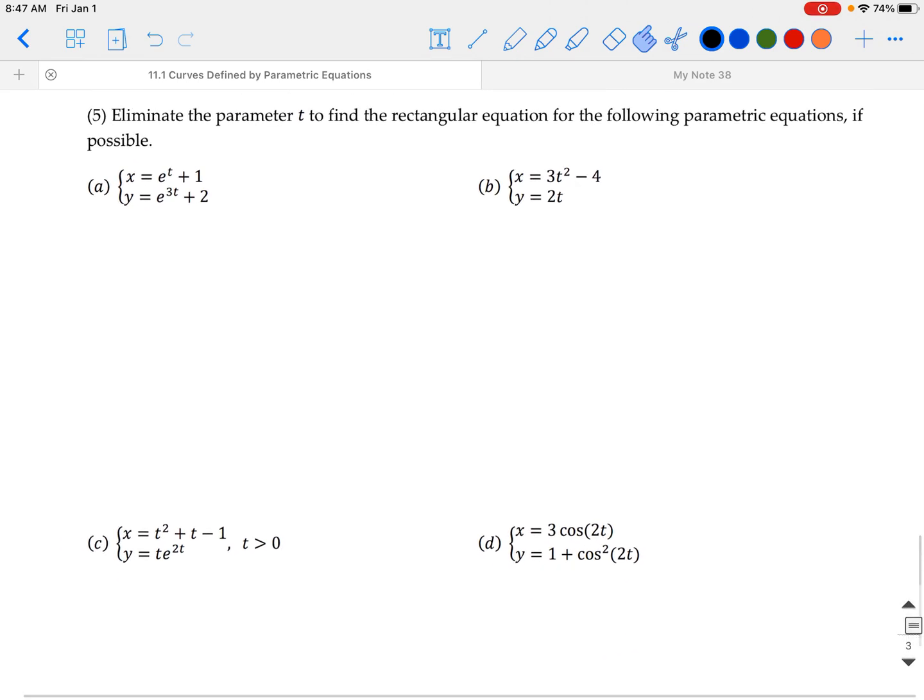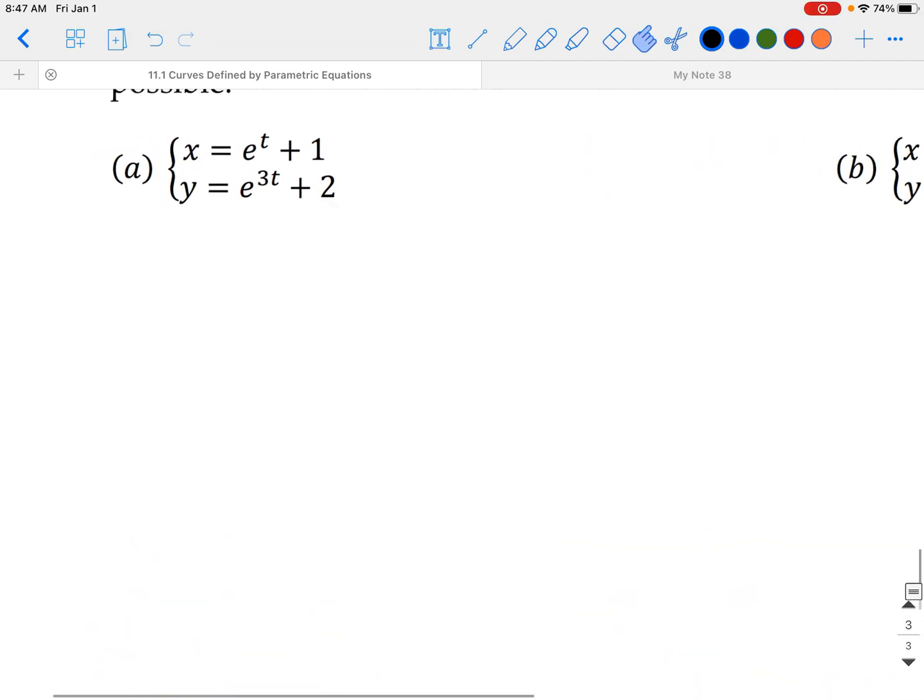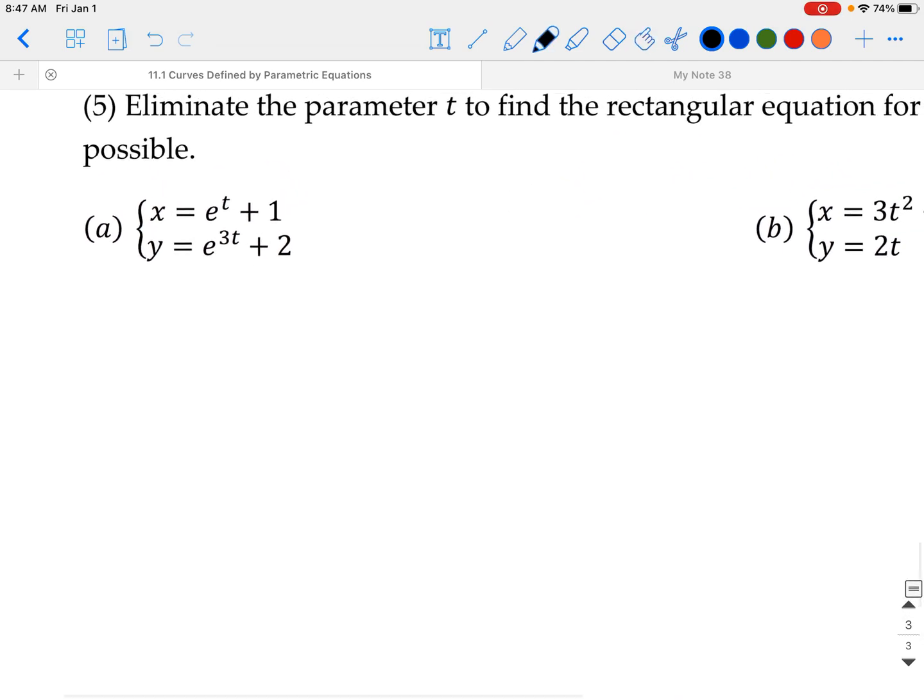All right, so then the remaining examples are going to be to eliminate the parameter and find the rectangular equation if possible. So it might not be possible, so we'll have to see here. So some of these can get quite messy. So we've got some exponential parametrics here, as well as some other types. So let's go ahead and just get started.